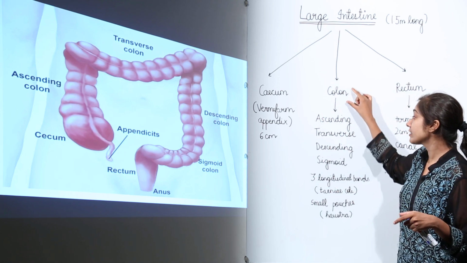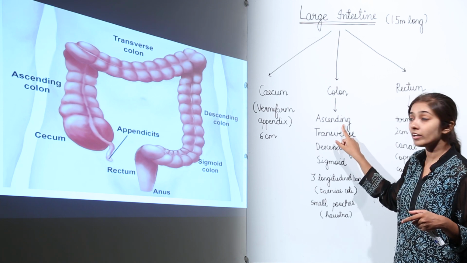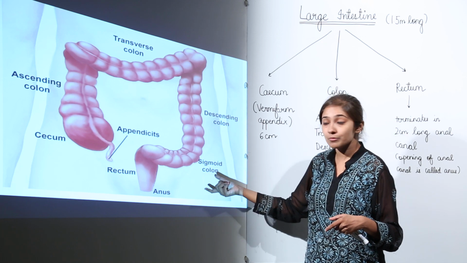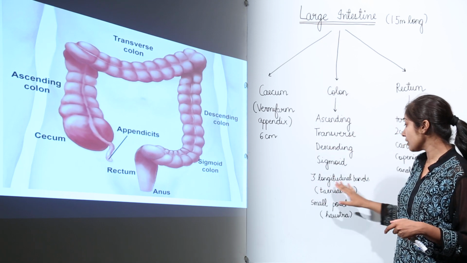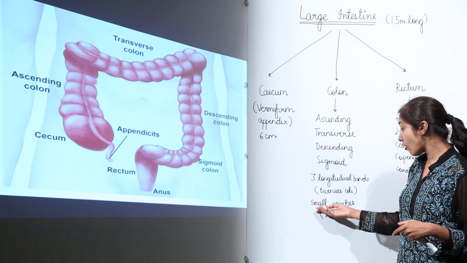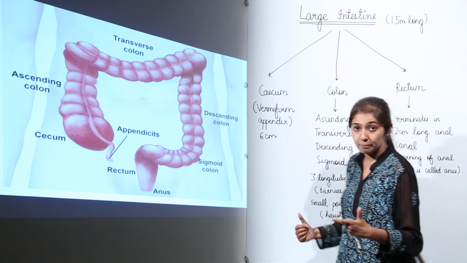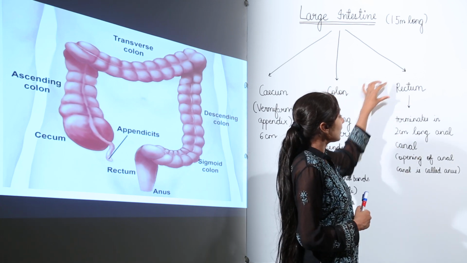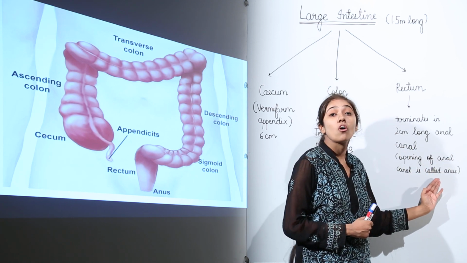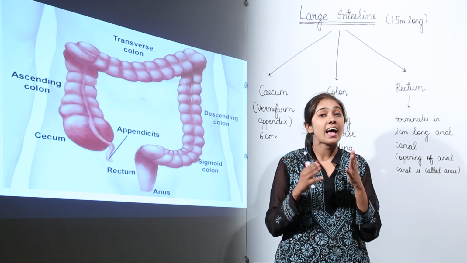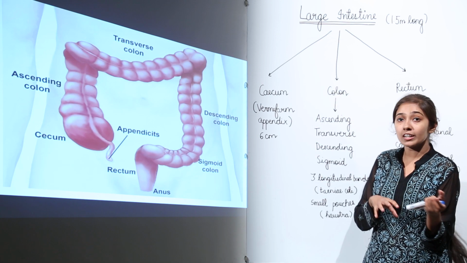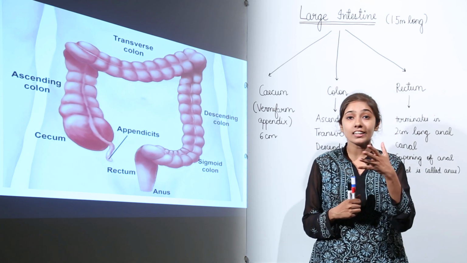Then the colon is divided into 4. We have the ascending colon. As you can see in the image, we have a transverse colon, a descending colon and a sigmoid colon, and there are 3 longitudinal bands which we call taenia coli, and we have small pouches which we call haustra. Then the rectum part terminates in a 2 centimeter long anal canal, and the opening of this anal canal is called the anus. Now remember that the anus forms the hindgut part.